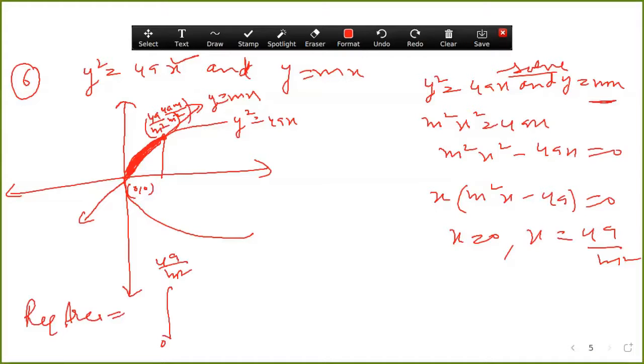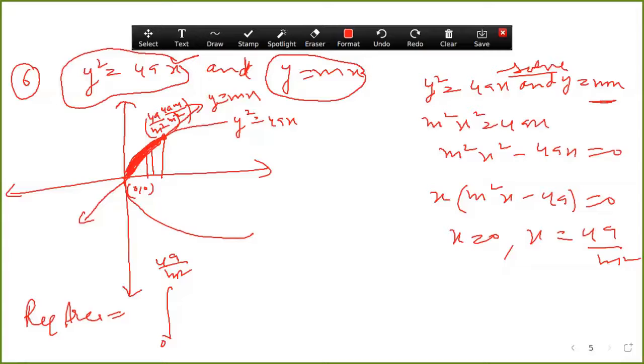Area under the parabola, this one. Area under the line, this one. When you subtract these two, you are getting the enclosed area. So it becomes 0 to 4a upon m square, and here it will be y dx. The value of y you can calculate from here, because I'm talking about parabola. If I'm talking about line, then you will get y from the equation of line.